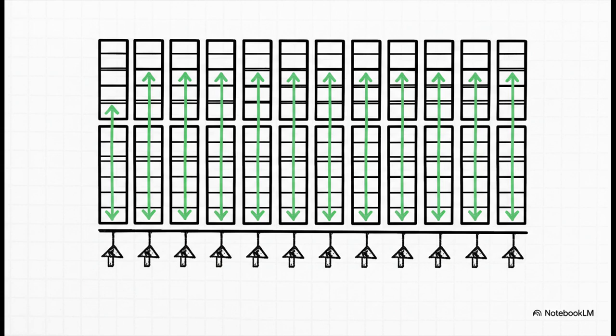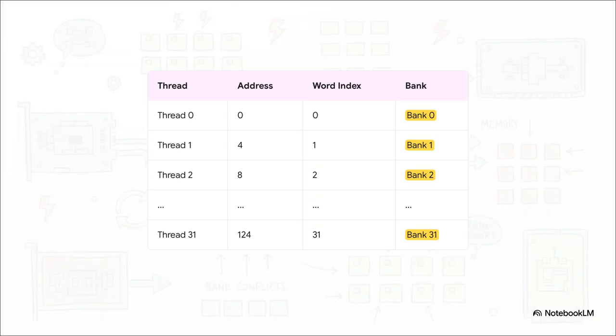Okay, so let's start with the perfect world scenario, the happy path. This is when your threads are accessing memory one right after the other, a nice continuous block. It's called a unit stride access. You can think of it like reading data straight across a row in a spreadsheet. Nice and simple.